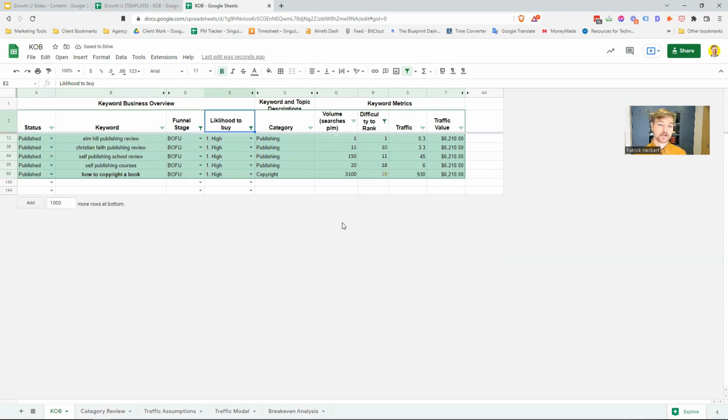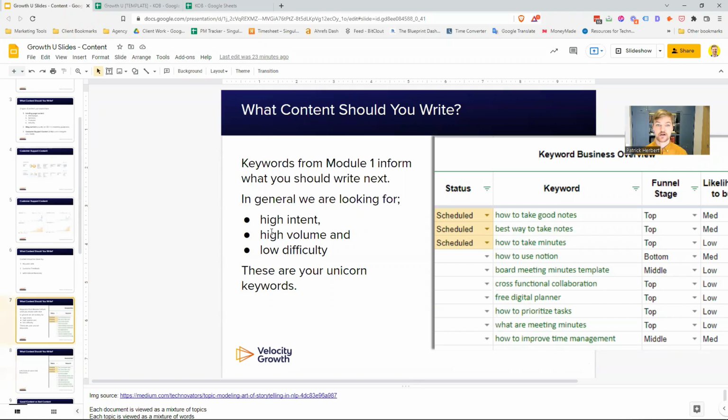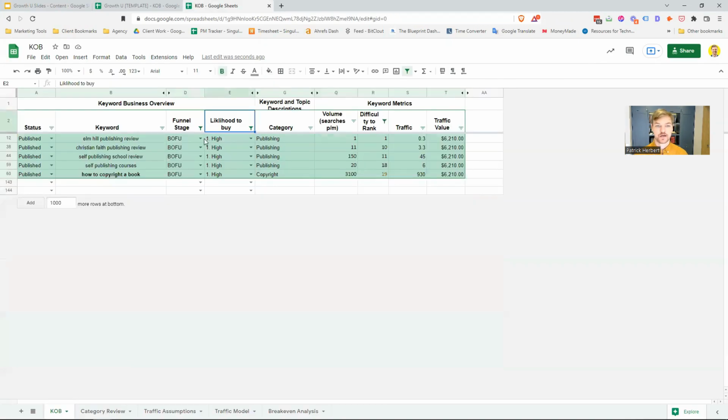So now I know, from doing this and looking at what I want to write, I'm back over here looking at it. You can see, high intent, high volume, low difficulty. I've got high intent, bottom of funnel, high likelihood to buy based on what I believe we do and how we understand the client, how we understand people might be searching for this. So these two things here are always going to be a little bit judgment and value based.